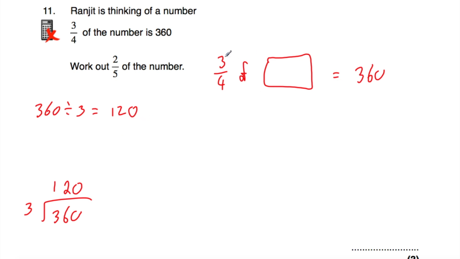So we've divided it by the top, and now we need to times by the bottom. So 120 times 4 is equal to, well, 12 times 4 is equal to 48. So 120 times 4 would be equal to 480. So Ranjit's number was 480. And let's just check that. If Ranjit's number was 480, if we divide by the bottom, that's 120 times 3 is 360. So that's right. So Ranjit's number is 480.